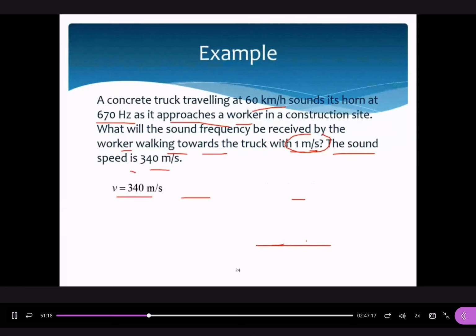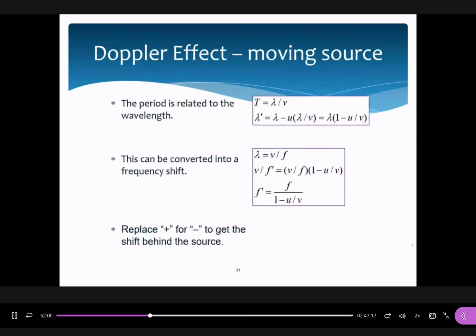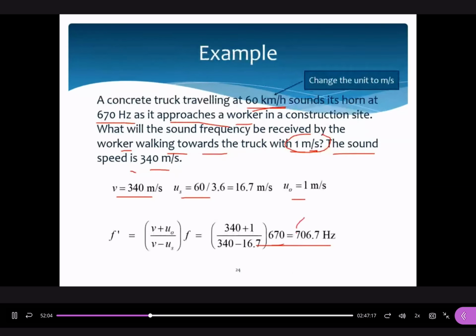What's the reason? You can consider this figure. Let's say this is a car, a moving car, and we stand here. This is the worker. Because when a car is moving towards this worker and generating a sound effect, the wavelength here is shorter, so the worker can hear higher frequency sound. If the car generates a frequency of 670 hertz, this person can hear 706.7 hertz, a higher frequency.